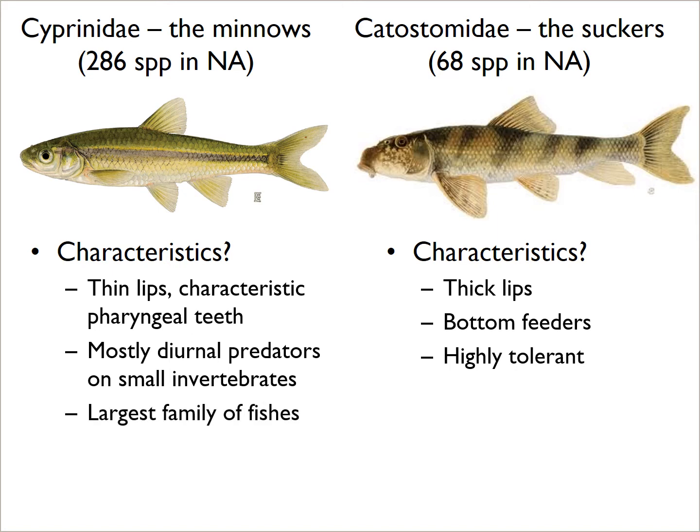Cyprinidae is the largest family of fishes in the world, so extremely successful. And 40% of the minnows that we see in North America are what are known as shiners. So you might remember the whitetail shiner, war paint shiner, these kinds of things. Very silvery, strong swimming, sort of mid-water column type of fishes.